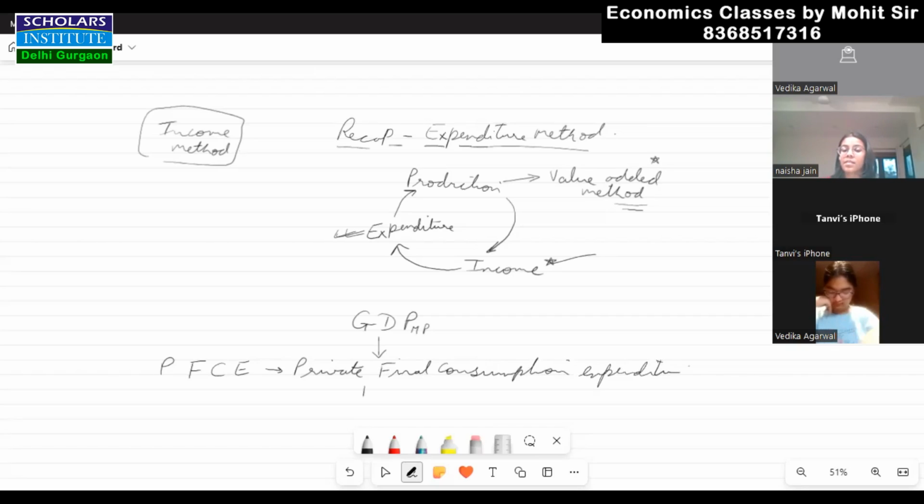To this, as I told you, we need four things. We will add GFCE, which stands for government final consumption expenditure. I'll tell you what these are.